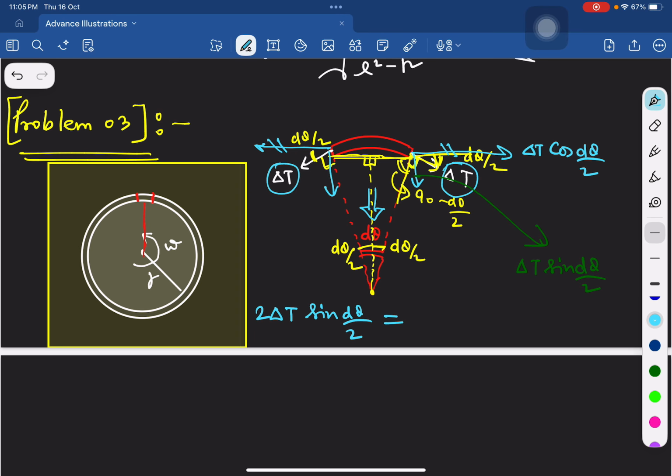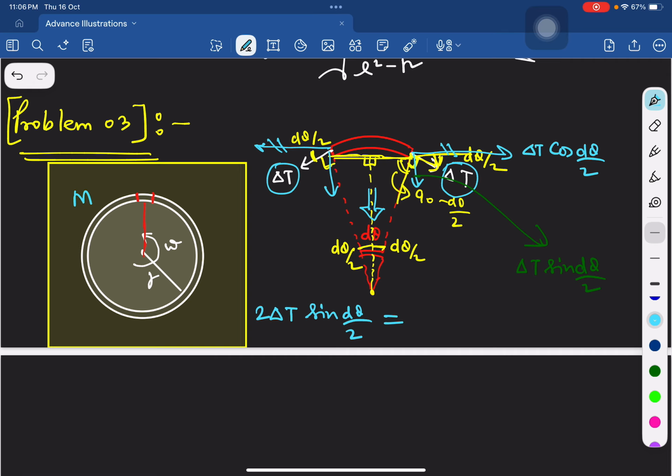It will behave like a centripetal force, to make the body perform circular motion, because we know that every element, every mass, should have a net force toward the center if it is performing circular motion. So 2 delta T sine d theta by 2 is equal to the mass of this element. Let's say the mass of the ring is capital M.